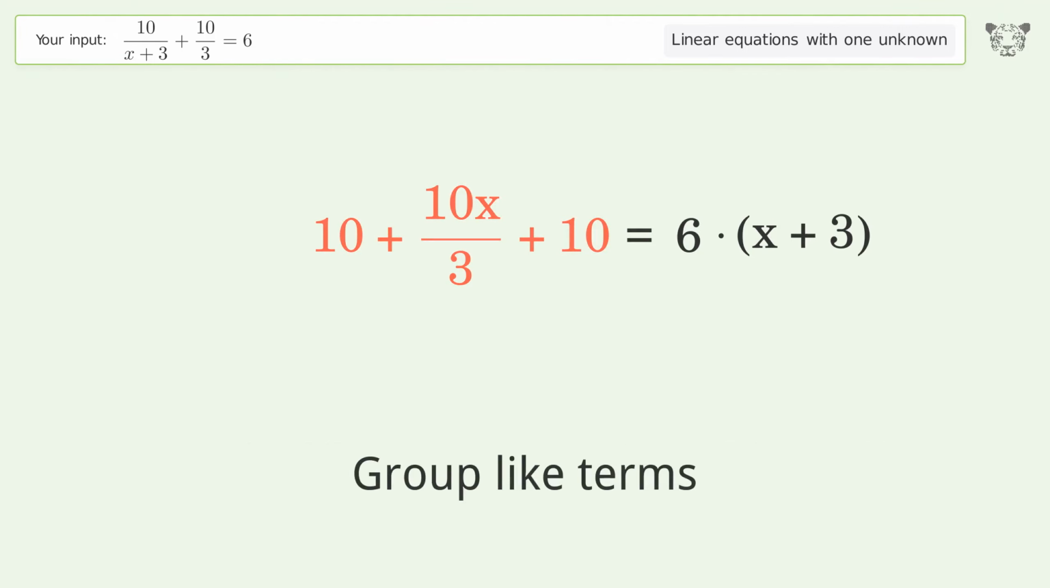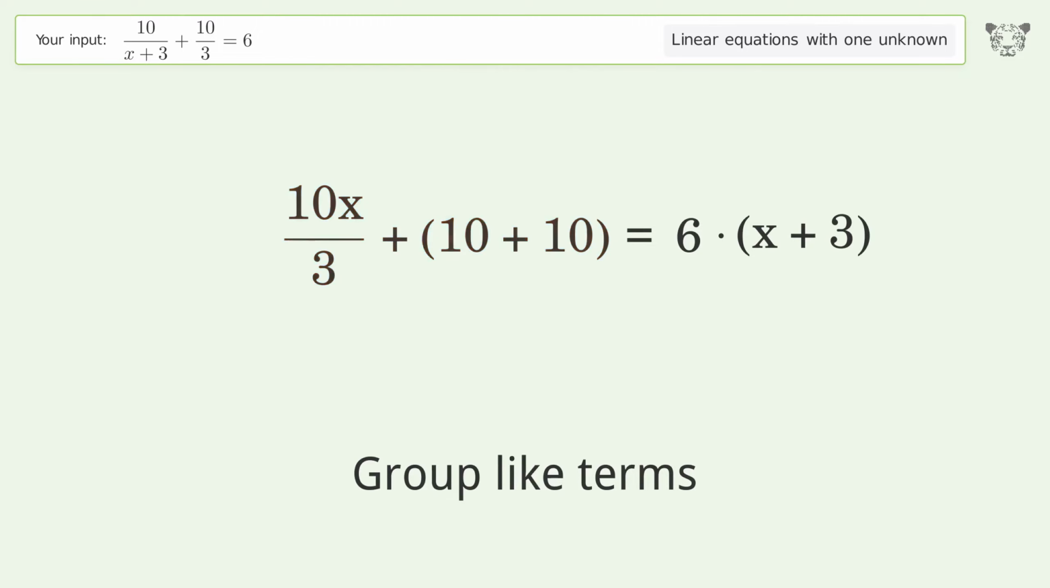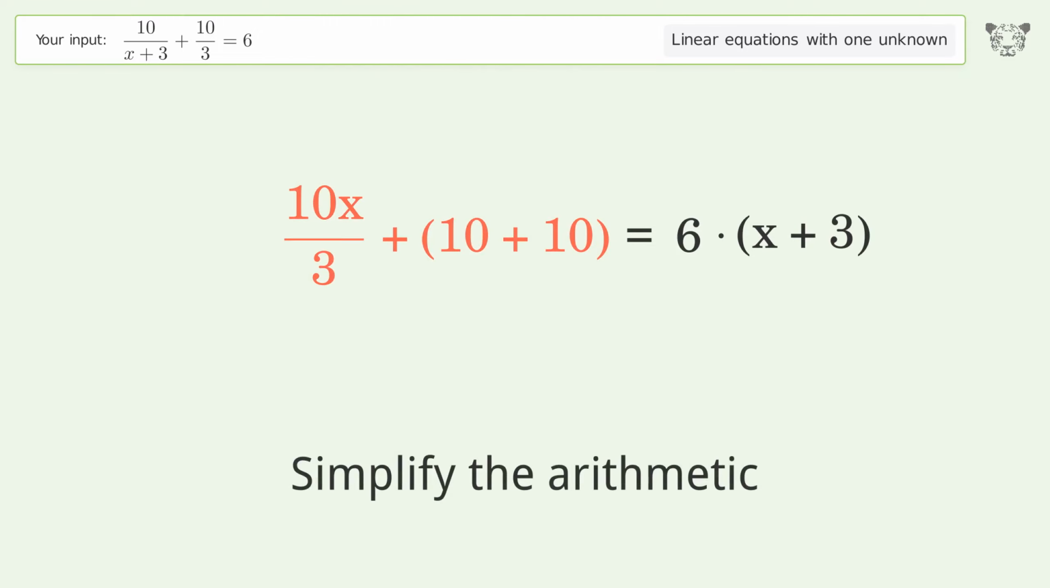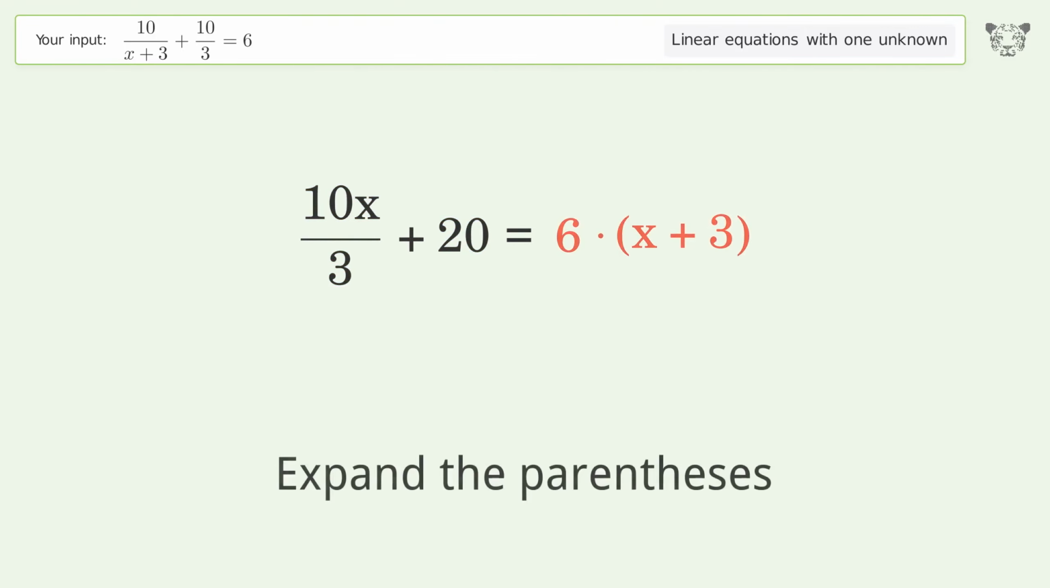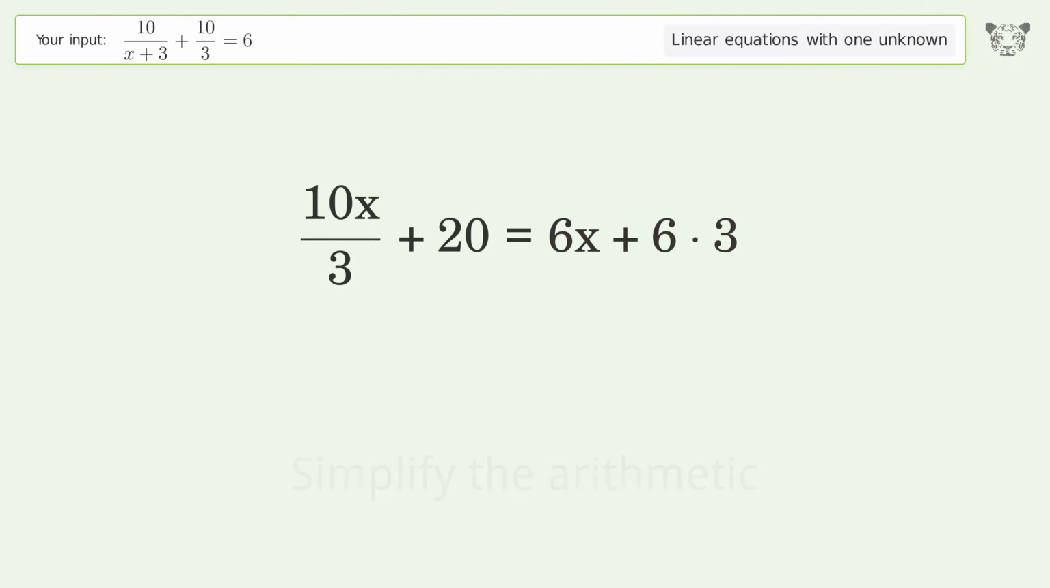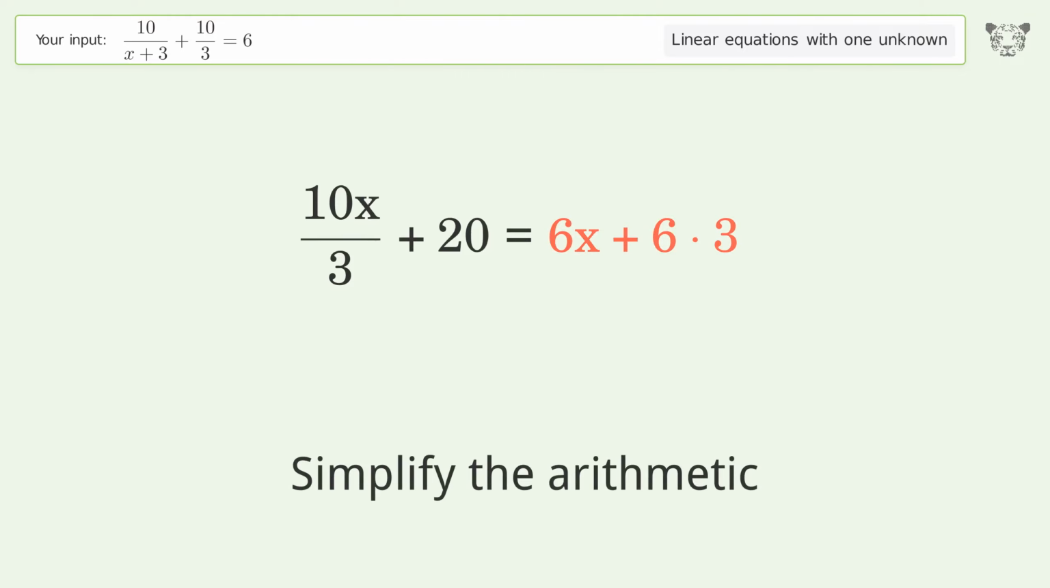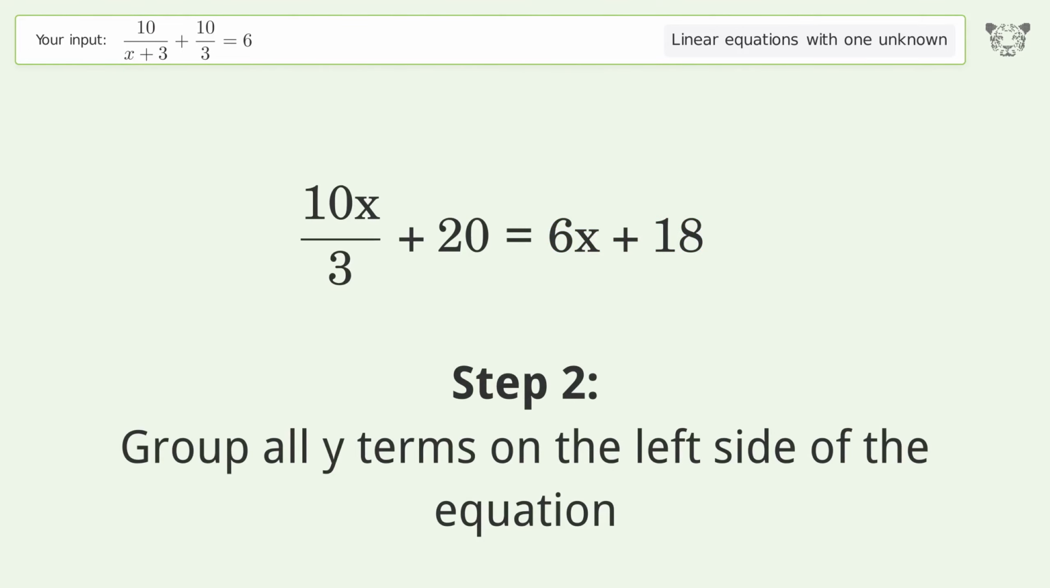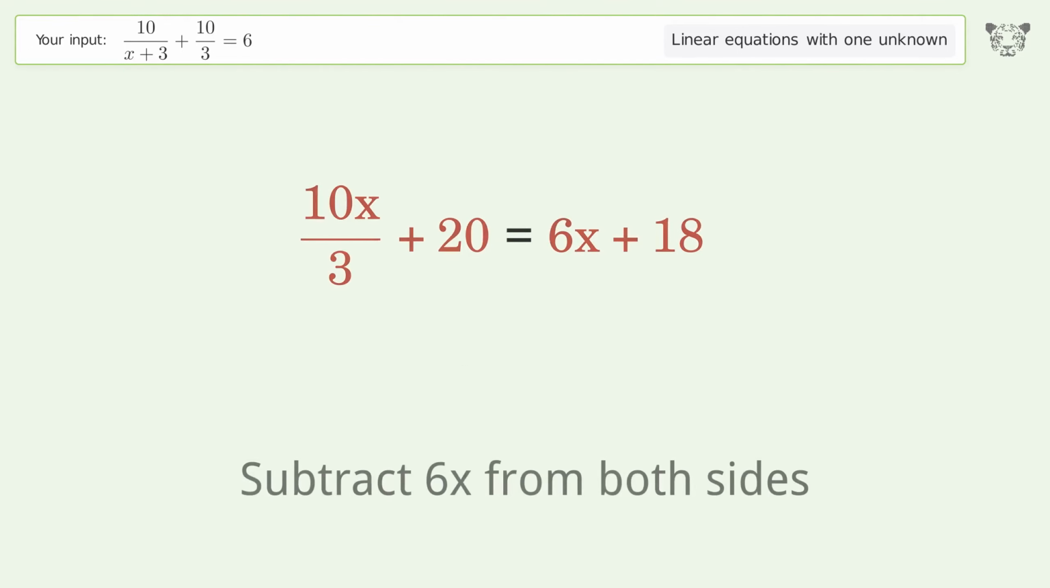Group like terms. Simplify the arithmetic. Expand the parentheses. Simplify the arithmetic. Group all y terms on the left side of the equation. Subtract 6x from both sides.